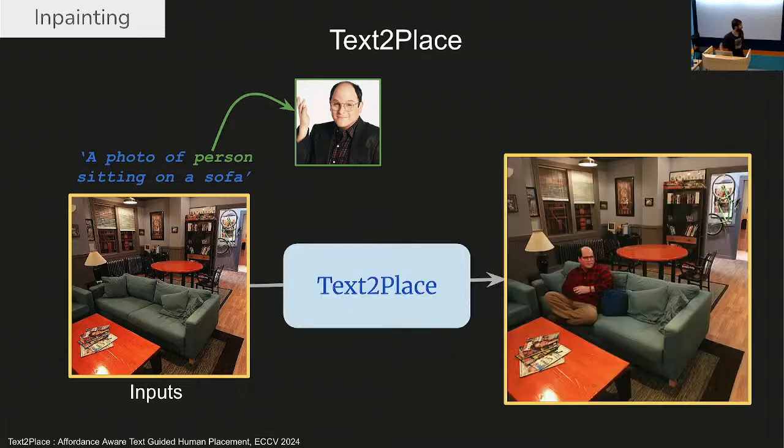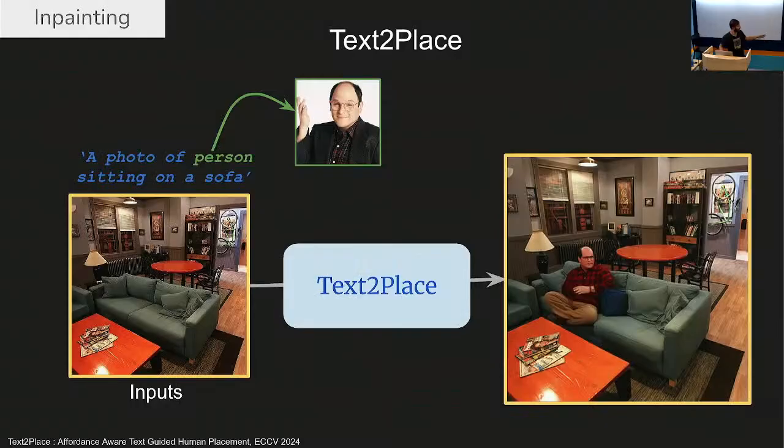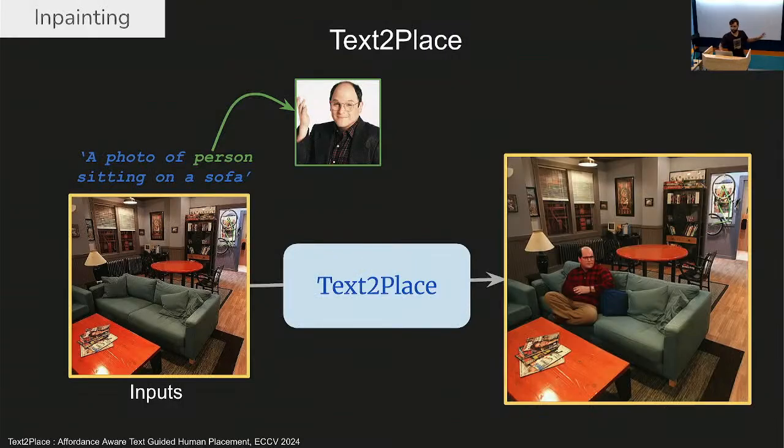Okay. So something like this. You pass it through our model, Text2Place, you get that person realistically inserted, sitting. You can see the size of the person is well matching with the sofa, and it's looking very realistic.